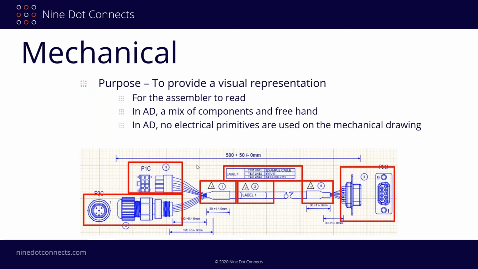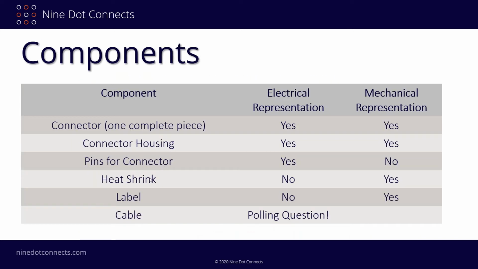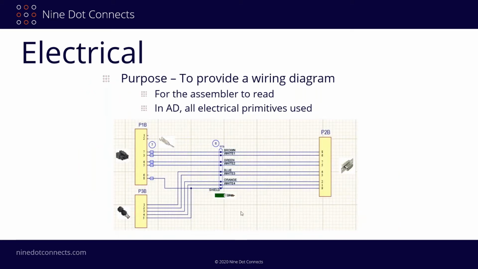So we don't create a mechanical for the pins. We strictly create an electrical for the pins. The heat sink and the heat shrink and the label kind of makes sense here. There's not going to be any electrical representation, but there are mechanical representations of this. So if we go back over here, you can see that there is a heat shrink, and there is also our label as well, but there's no reason to have it on the electrical.